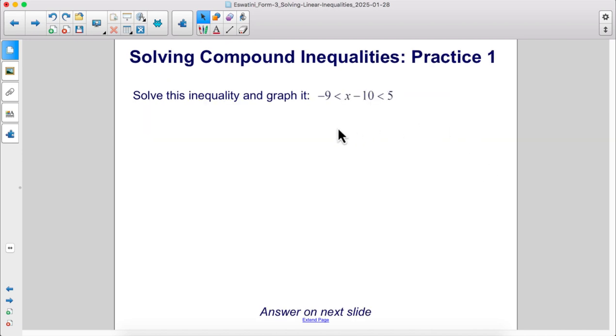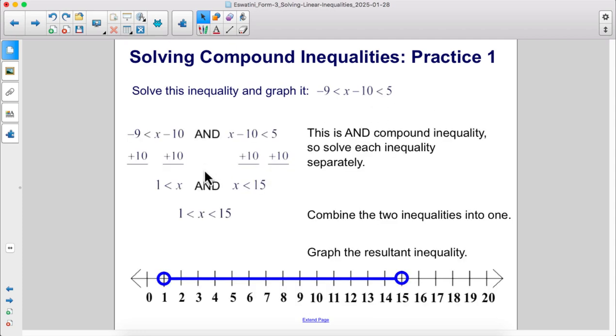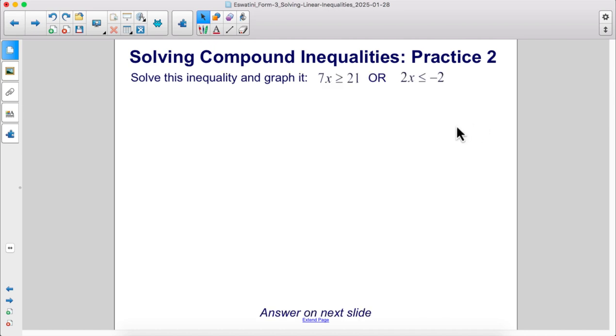Solve this inequality and graph it. -9 is less than x minus 10, which is less than 5. We can solve each part separately or at the same time. Essentially, we can break it up into two inequalities and solve for x, in which case we're going to be adding 10 to the other side in both of the inequalities. So we get 1 is less than x and x is less than 15, which can be combined and graphed as shown.